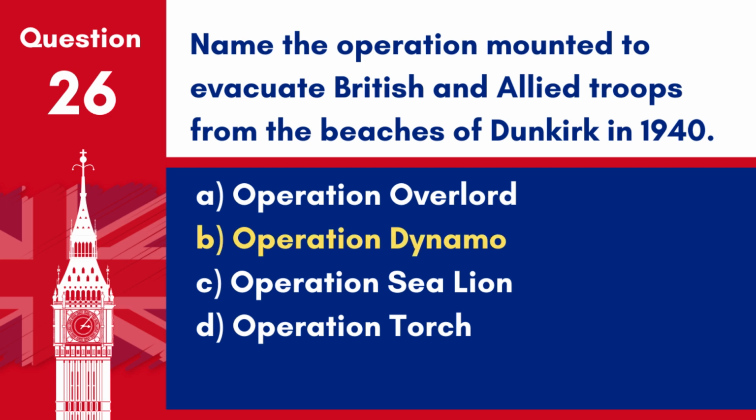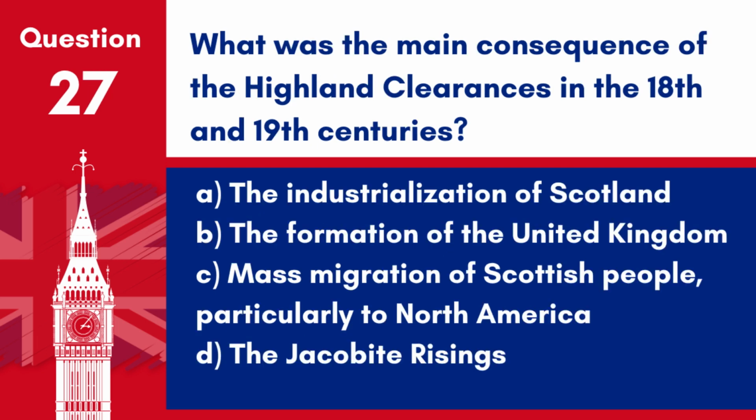Answer B. Operation Dynamo. Operation Dynamo was the code name for the evacuation of British and Allied troops from Dunkirk in 1940. Question 27. What was the main consequence of the Highland clearances in the 18th and 19th centuries?